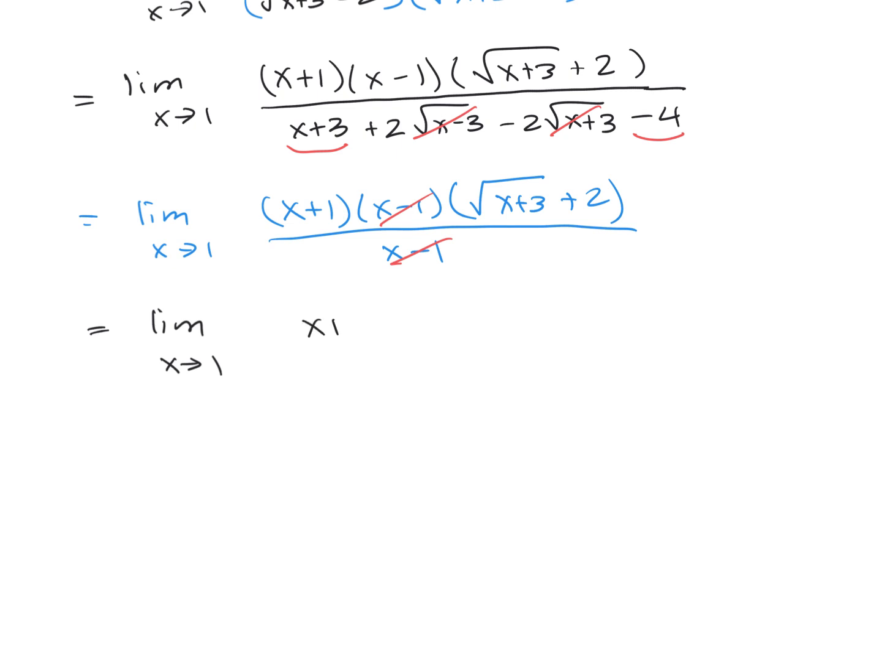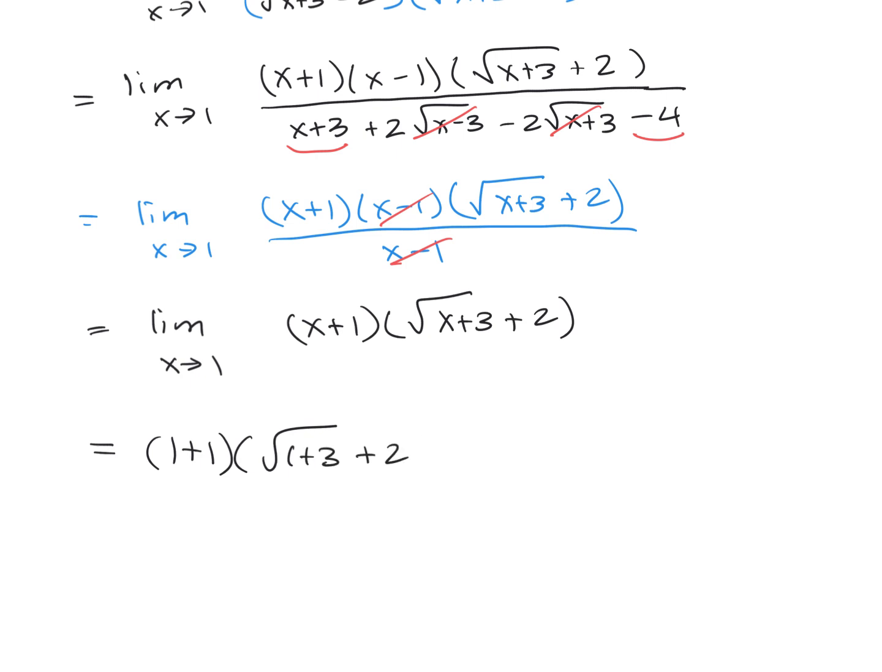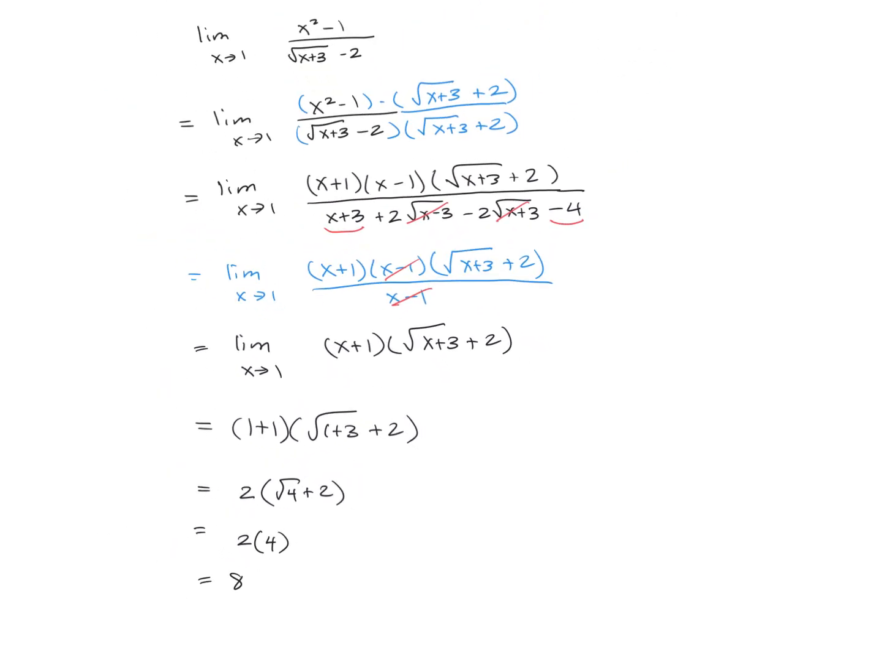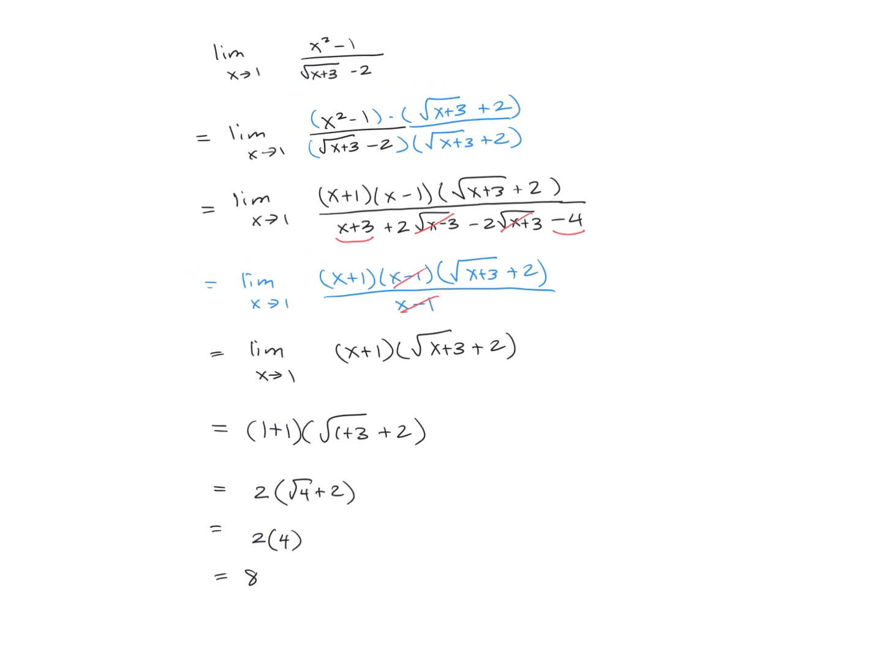So again, we've got (x plus 1) times (the square root of x plus 3 plus 2). By direct substitution, that's (1 plus 1) times (the square root of 1 plus 3 plus 2). Simplifies down to 2 times (the square root of 4 plus 2), and that's going to make 2 times 4, which is simply 8. So we've shown that by rationalizing our denominator, we can find this limit, and we can go ahead and get rid of that removable discontinuity.